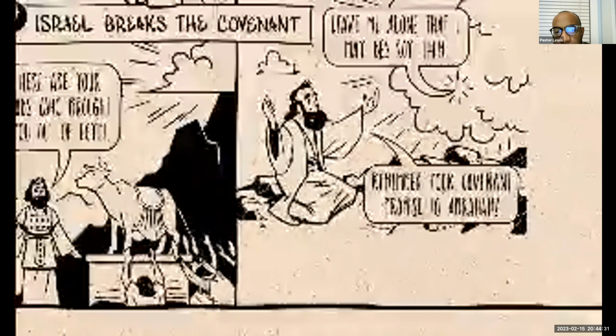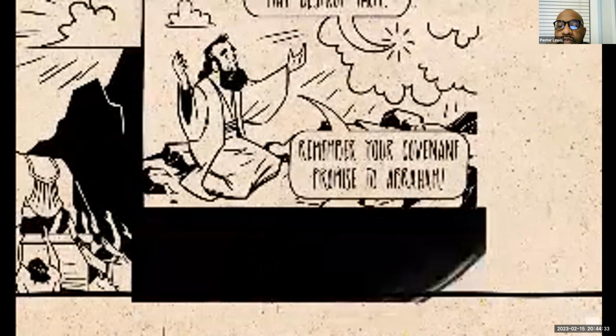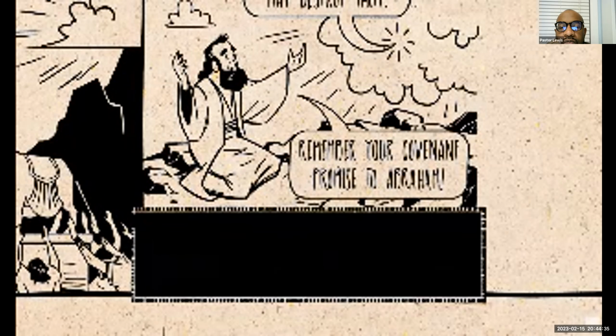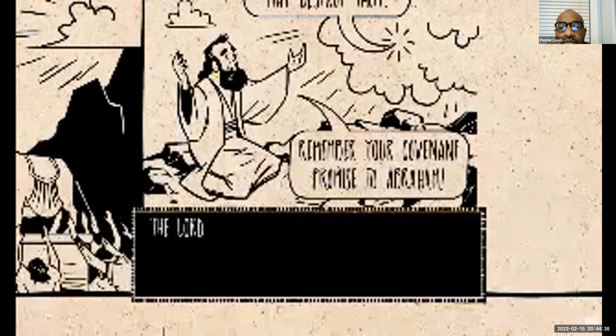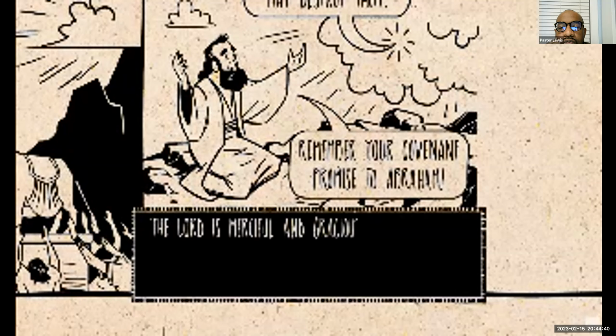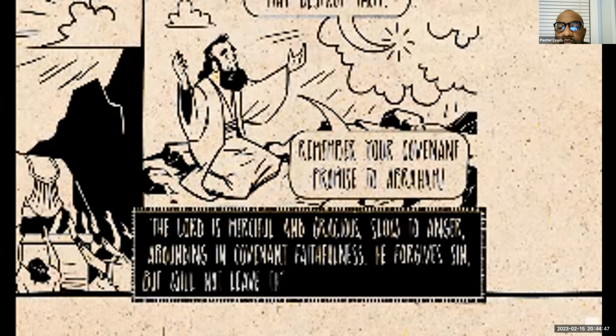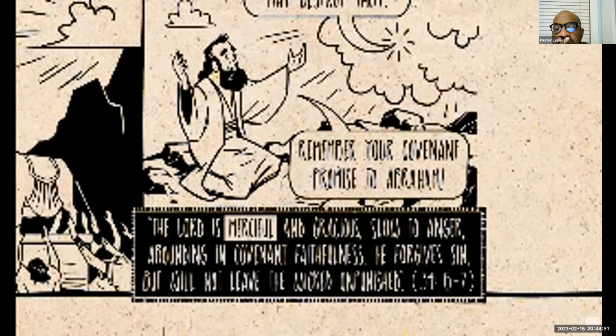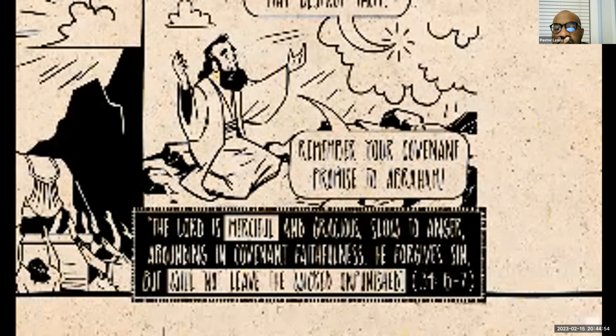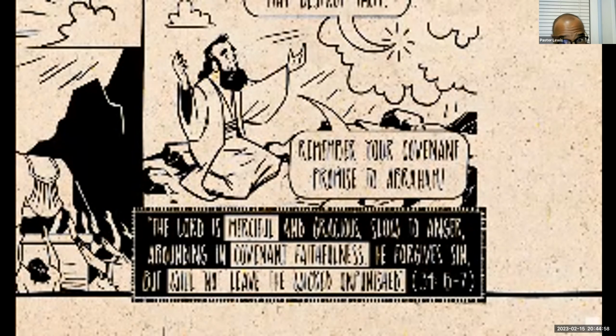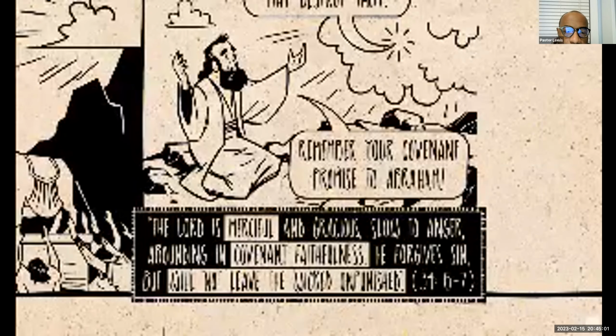And it's right here, at this point in the story, that God, for the first time, describes his own character to Moses. He says, "The Lord is merciful, he's gracious, he's slow to anger, abounding in covenant faithfulness. He forgives sin, but he will not leave the wicked unpunished." So we have this tension. God is full of mercy, but also he must deal with evil if he claims to be good. And above all, God is faithful to his promises, even though it means, he knows, he's committing himself to a people who are utterly faithless.